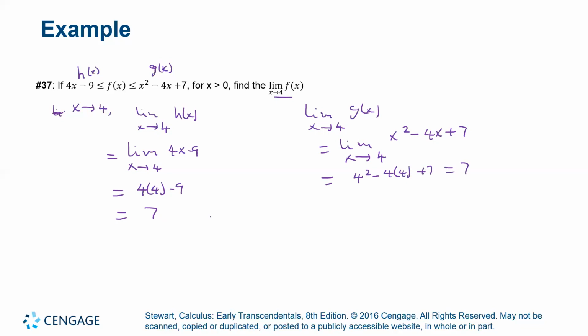Now you see, the limit as x approaches 4 of h of x is equal to the limit as x approaches 4 of g of x. The limit as x approaches 4 of the function f being sandwiched by h and g, in this case, is also equal to what? Is equal to 7.